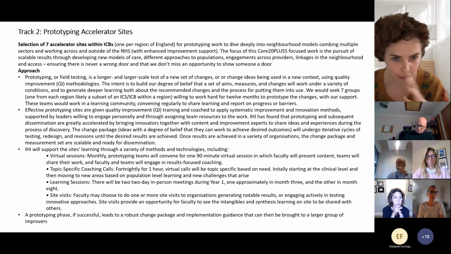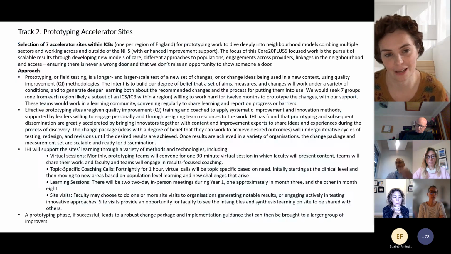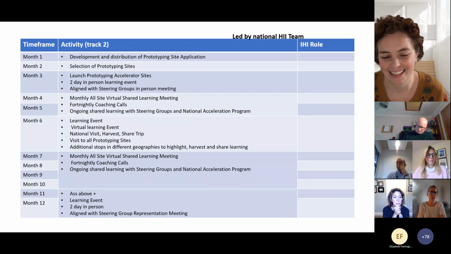Thank you. And then this is more detail that we can share with you in the slides about the ICS sites. And the timeline again, which is very similar.